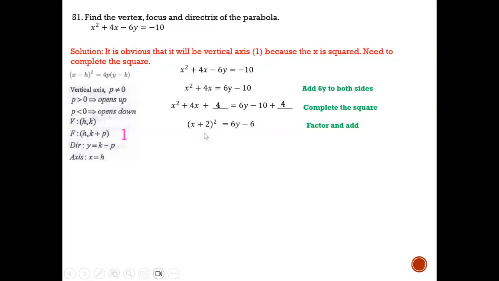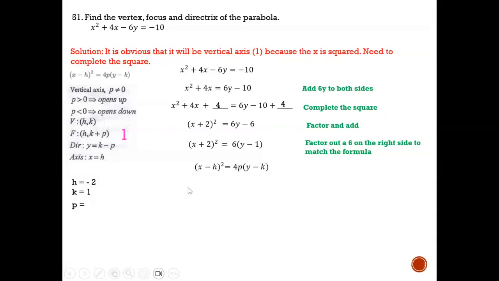So now the left side matches the formula, but not the right side. On the right side, we have to factor out a 6. So it's going to give us (x plus 2) squared equals 6 times (y minus 1). Now it resembles the formula. So now I need to find p. I know what the h and the k are: h is -2 and k is 1. That's the vertex.